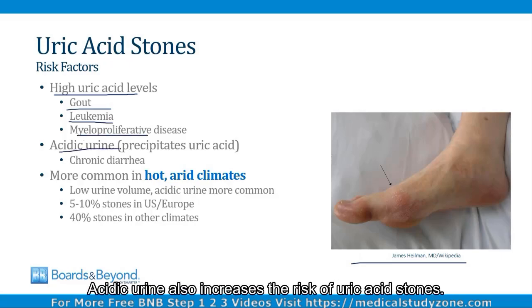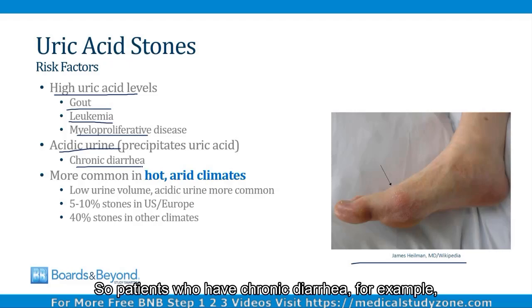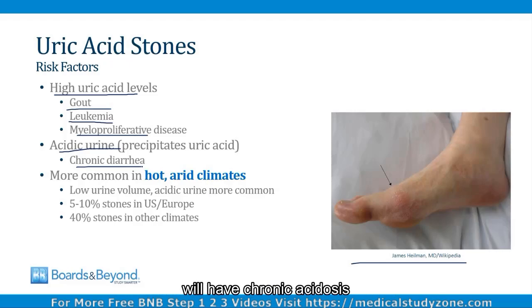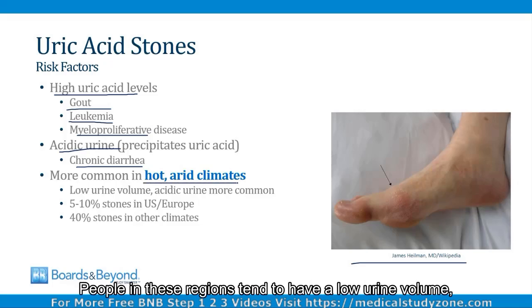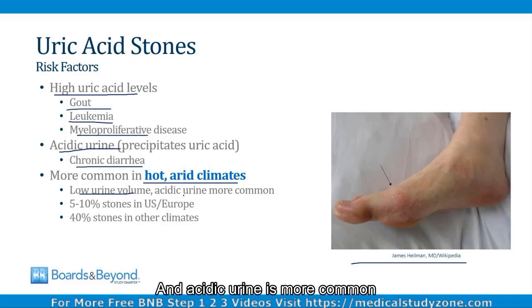Acidic urine also increases the risk of uric acid stones, so patients who have chronic diarrhea, for example, will have a chronic acidosis, and that can increase the risk of uric acid stones. And then finally, uric acid stones are more common in certain areas of the globe, usually areas where there's a hot, arid climate. People in these regions tend to have a low urine volume, so they're relatively dehydrated, and acidic urine is more common based on the diets that people eat.